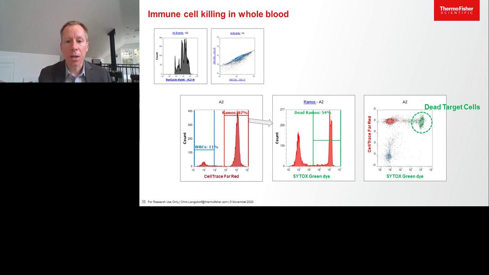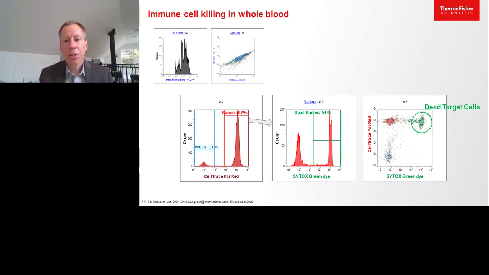And if you like, we can combine this into a single dual parameter plot, where we can see this very large population of dead target cells. It's also important to note that our white blood cells are not dead. They're very live and healthy after 2 hours of incubation in this experiment.